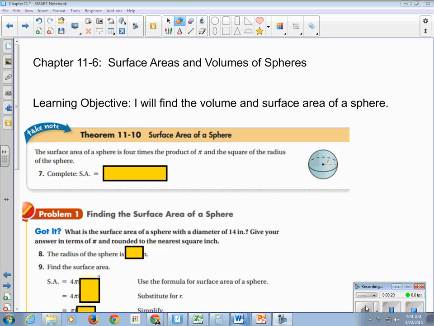So the surface area is 4 times the product of pi and the square of the radius. 4 times pi times the square of the radius.